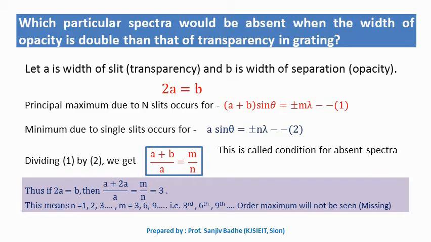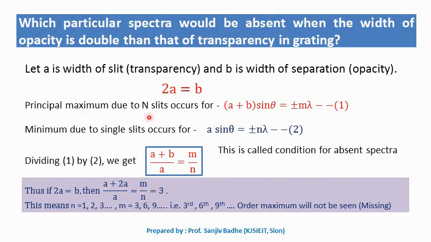Okay, now let us solve some numericals based on the concepts that we have studied. The first one is based on the missing spectrum or absent spectrum. Which particular spectra would be absent when the width of opacity is double that of the transparency in the grating? Here let A be the width of the slit, that is the transparency, and B the width of the separation, that is the width of opacity. It is given that the width of opacity is double the width of transparency. So B is equal to 2A. We are asked to find out which maximum will not be seen.